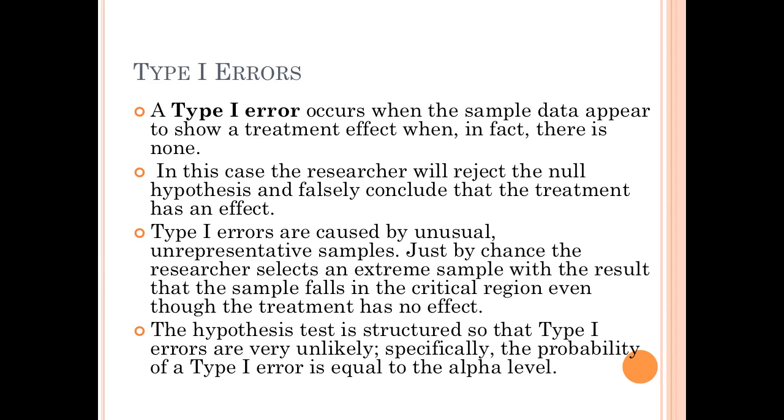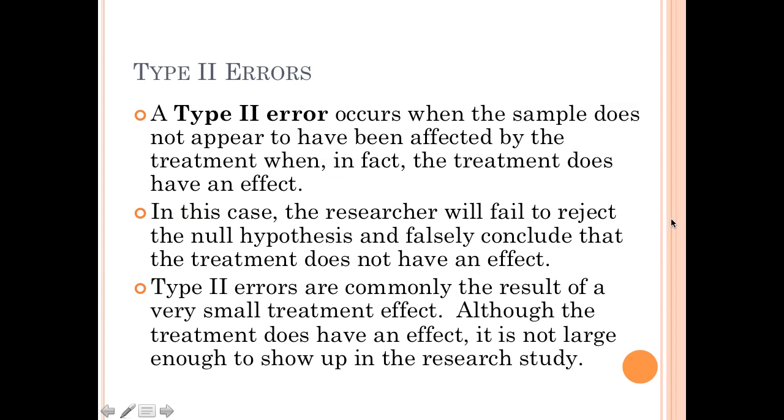Type 1 errors are caused by unusual, unrepresentative samples. Just by chance, the researcher selects an extreme sample with the result that the sample falls in the critical region, even though the treatment has no effect. The hypothesis test is structured so that type 1 errors are very unlikely. Specifically, the probability of a type 1 error is equal to the alpha level, whatever the alpha level is set at, 0.05, 0.01. Type 2 errors are the opposite.